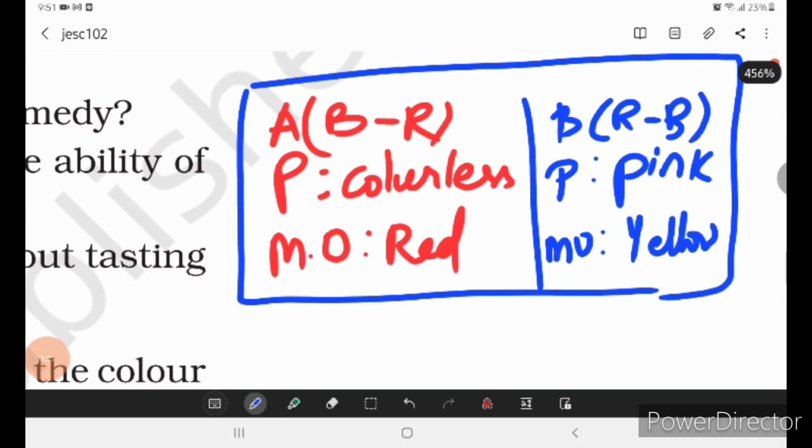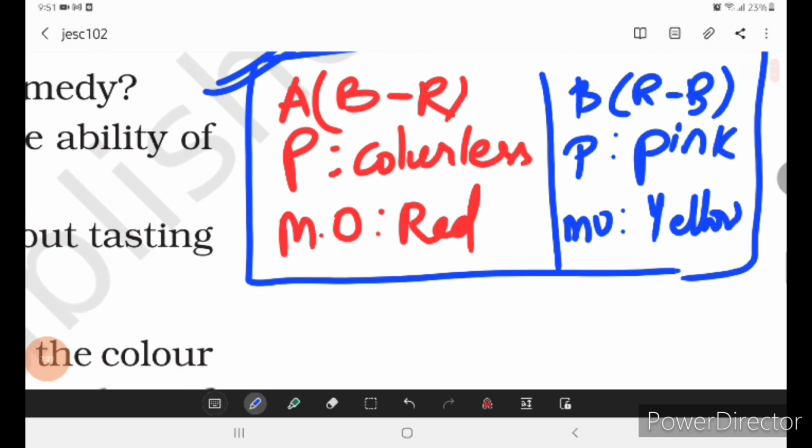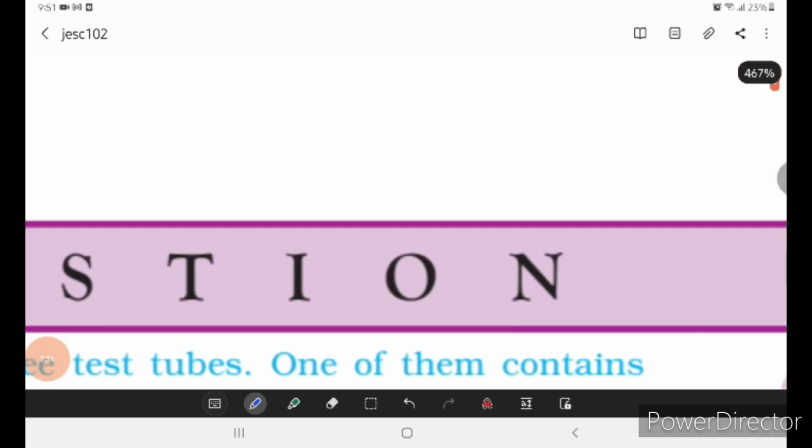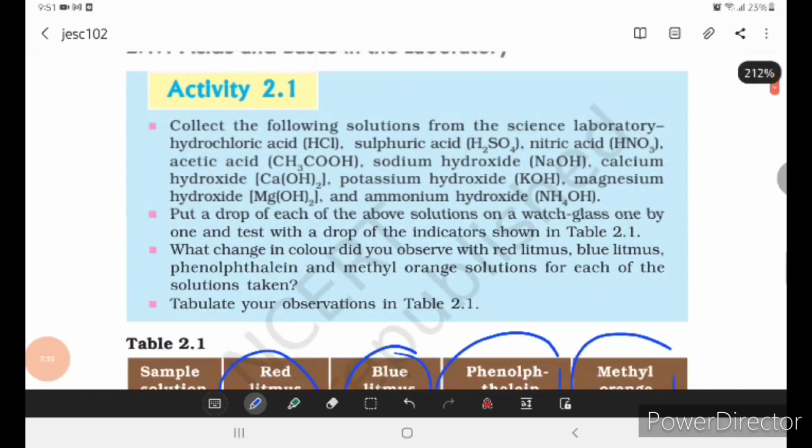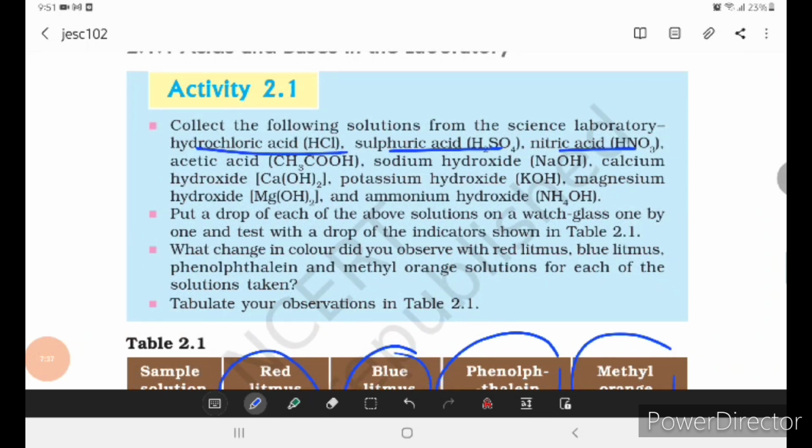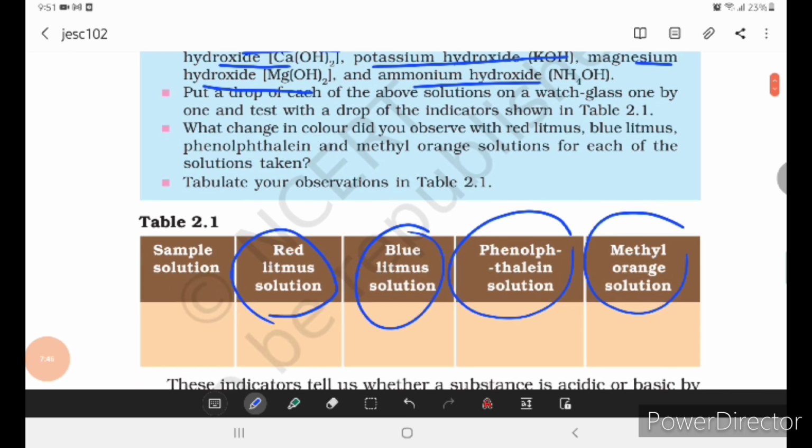So based on this information, it is easy to fill this table. The given solutions are hydrochloric acid, sulfuric acid, nitric acid, acetic acid, sodium hydroxide, calcium hydroxide, potassium hydroxide, magnesium hydroxide and ammonium hydroxide. The action of the litmus solution on these solutions tells us whether it belongs to the group acid or the group base. So let's revise it once again.